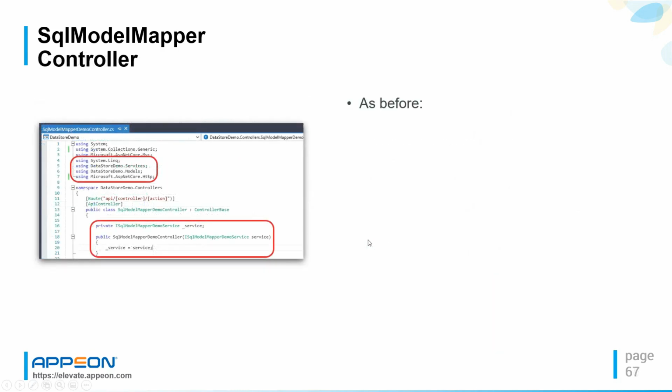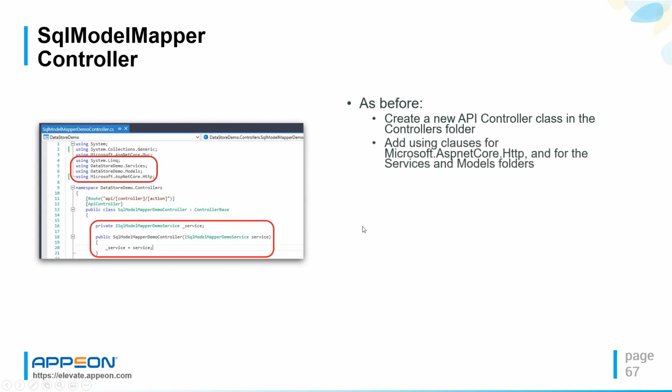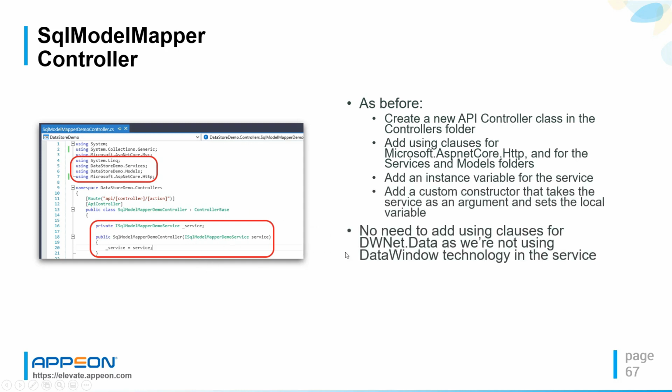Okay, here's my controller. It's a little different. These using clauses really didn't change too much. The instance variable part didn't really change either. But we don't need to add data window .net.data because we're not using data window technology. Same thing with the service, we didn't need that as well because we're not using the .NET data store. We're not using the licensed software. We're using just the open source stuff here.